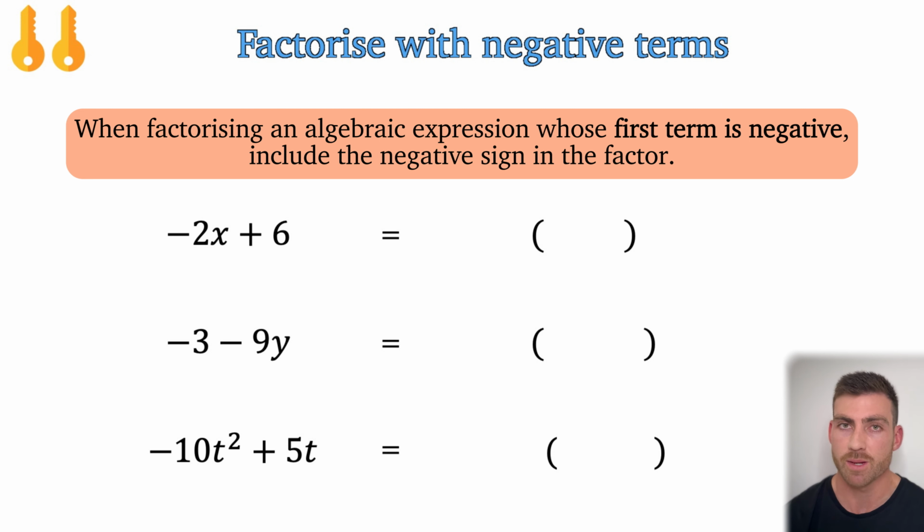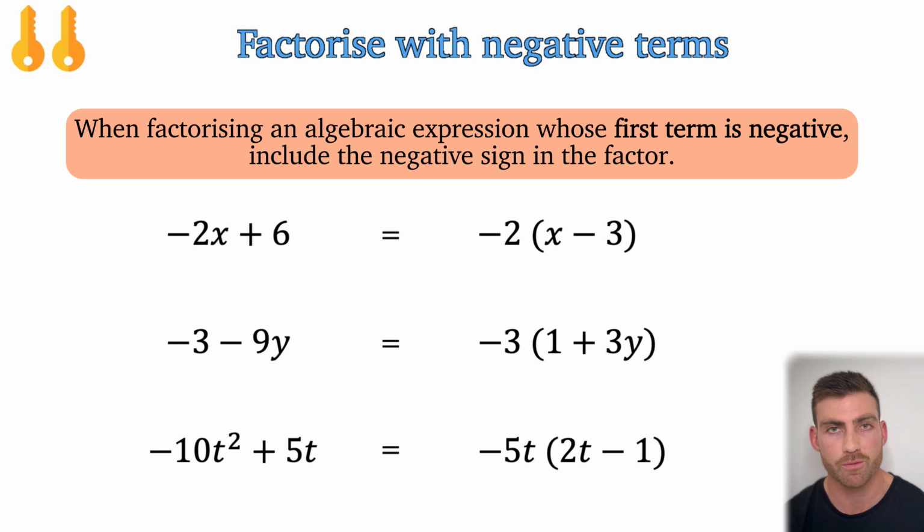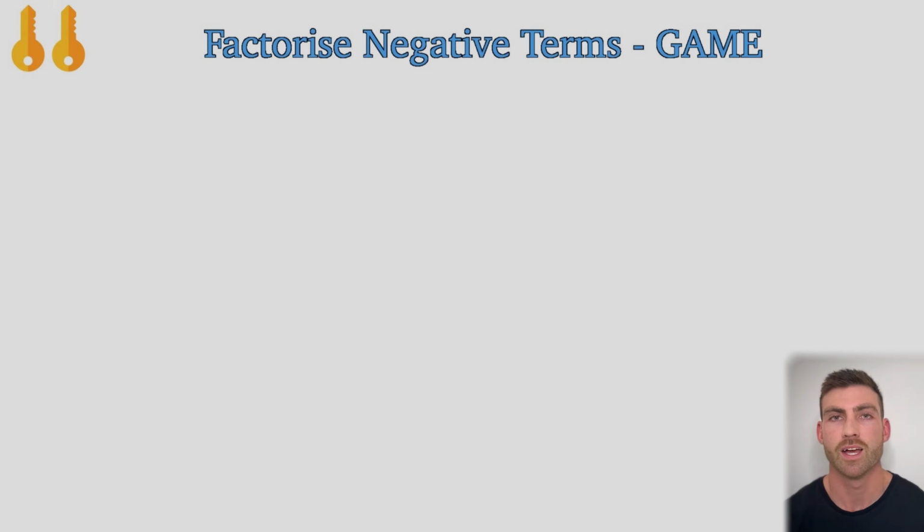So after we set up the brackets for each question, then we find the highest common factor of both terms. If the first term is negative, we factor out a negative sign. Then find the highest common factor of the numbers and variables as normal. After we have the highest common factor, we finish the factorization as normal. Let's play a game to make sure that we don't miss this important adjustment.